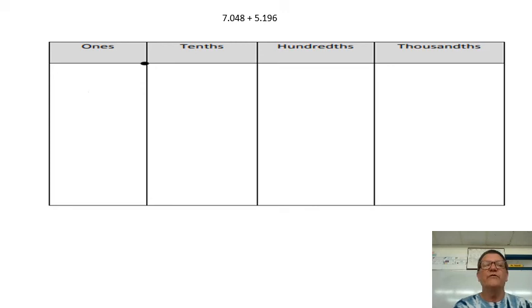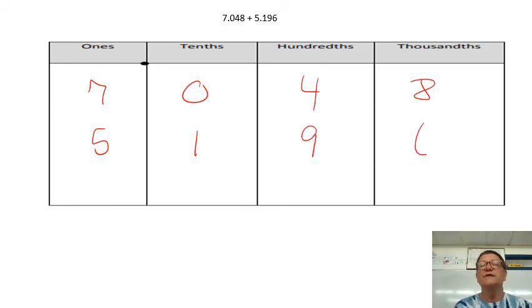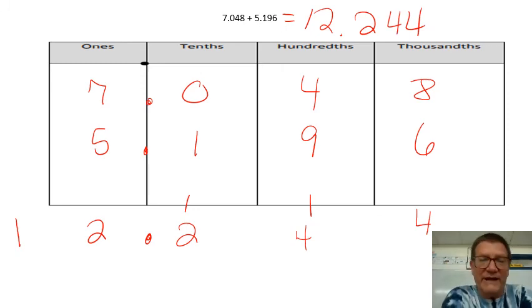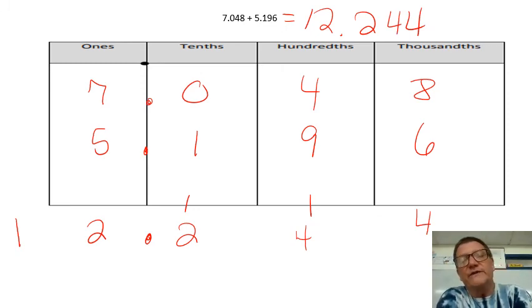Okay, so this one we have 7 ones, 0 tenths, 4 hundredths, 8 thousandths. In the second one we have 5 ones, 1 tenth, 9 hundredths, 6 thousandths. Now if we add these up, that'd be 14, carry our 1. We have 10, 14, regroup our 1 over here. We have 2 with our decimal point, and we have 12, and we have to regroup a 1 to the next place value. So our answer would end up being 12 and 244 thousandths.